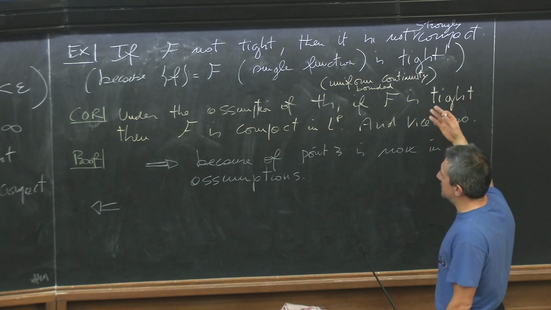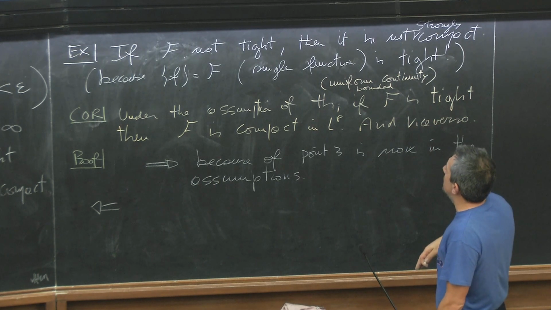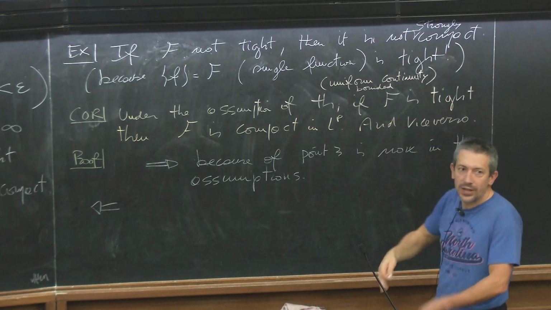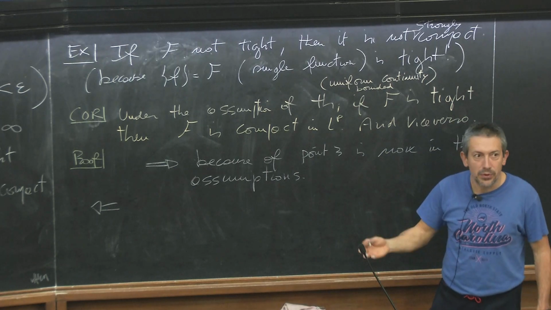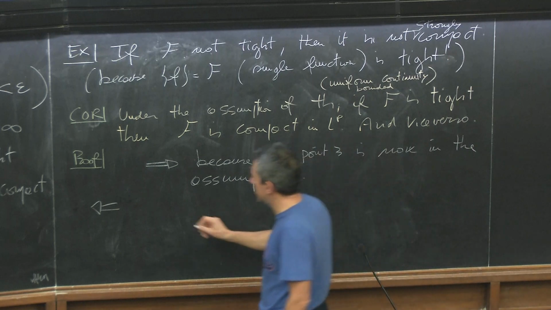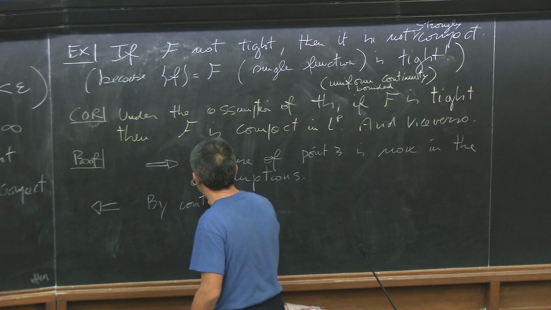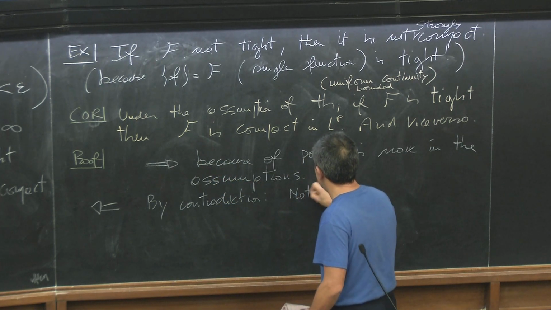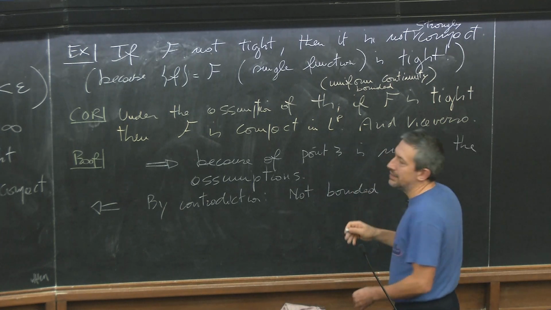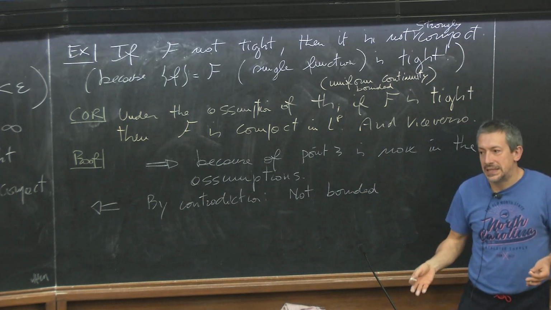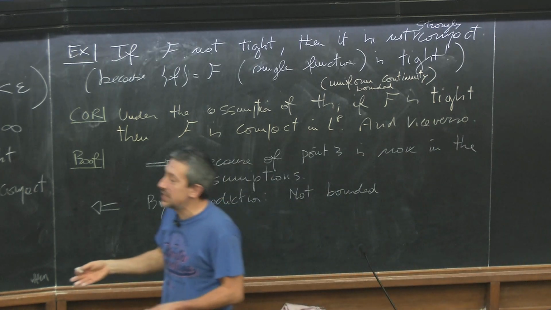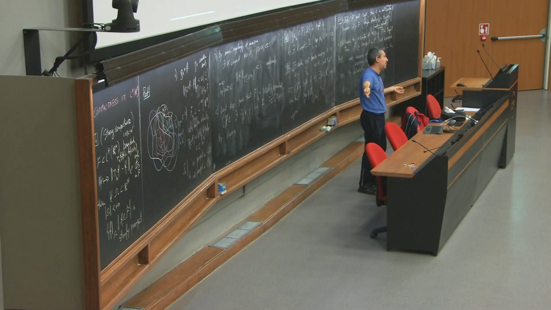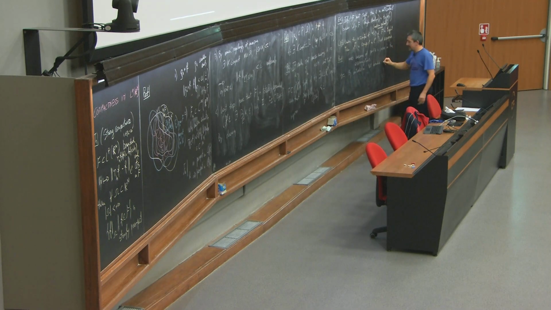So I know that the family is compact. So assume that it is not uniformly continuous, is not bounded, or is non-tight. One of the three. And then prove that this is false. So by contradiction. And let's see. If it is not bounded, well, it's obvious. An unbounded set in a metric space cannot be compact, because you have sequences which are as far as you want. So this is trivial.